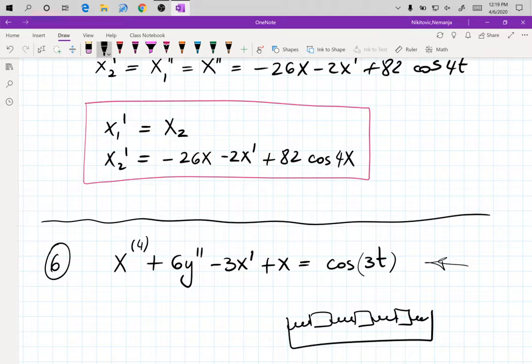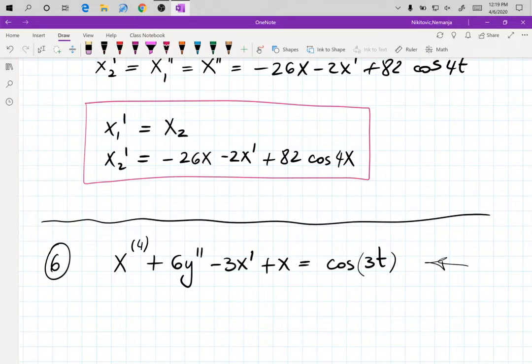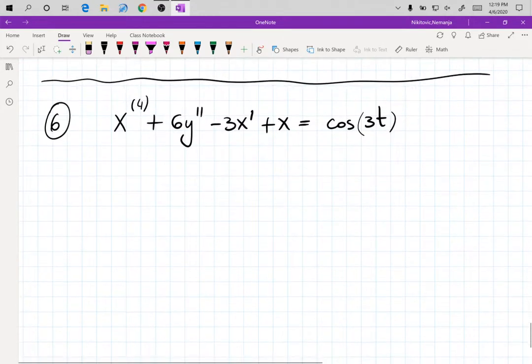So this cosine 3t is right there. Actually, you know what? I'm gonna do this. I'm gonna do that, and then instead of this one, I'm just going to do boom. There we go. Perfect. So you can get these systems easily.